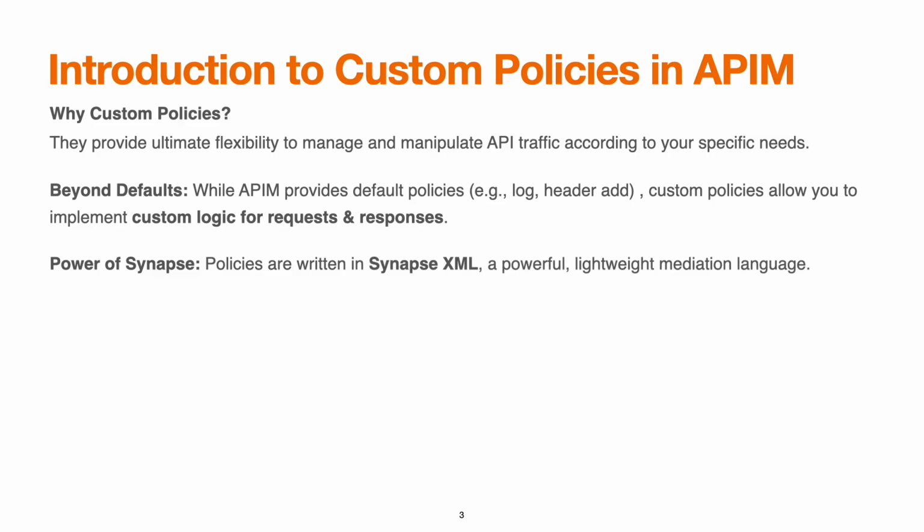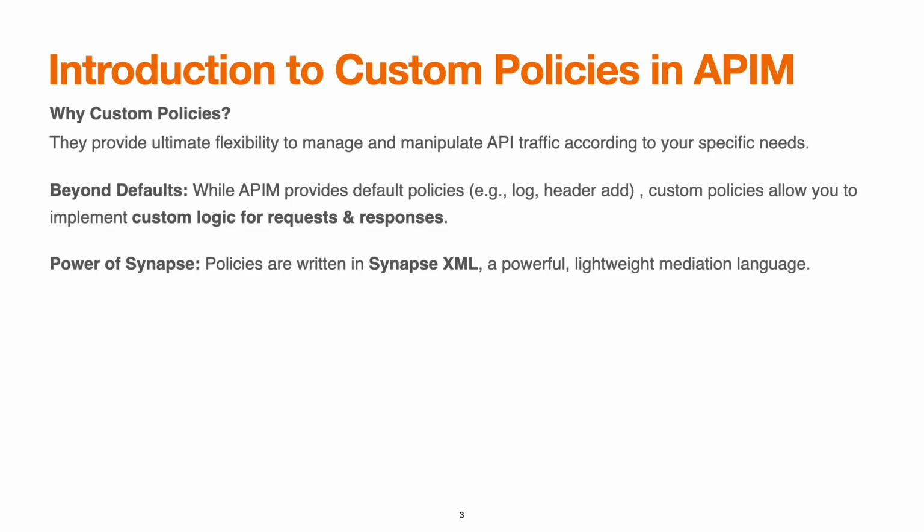This power comes from WSO2's mediation engine. That's correct, it's Synapse. WSO2 policies are written in Synapse XML, which is a powerful, lightweight, and highly efficient language designed specifically for message mediation and transformation. It's the same robust engine that handles all the API traffic, ensuring your custom logic is performant and integrated seamlessly.